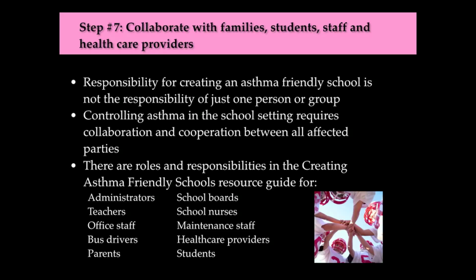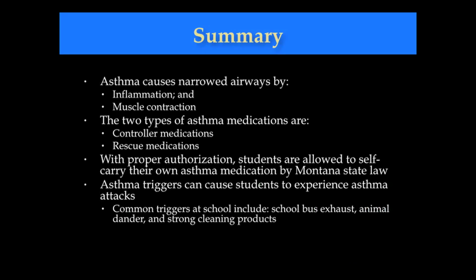Before we conclude today, I would just like to briefly reiterate a few key points. First of all, remember that asthma is a disease that is characterized by a narrowing of the airways. This narrowing can be caused by both inflammation and muscle constriction. For treating asthma, 2 types of medication are utilized: controller medications, used for long-term maintenance of asthma, and rescue medications, used to treat symptoms as they appear.